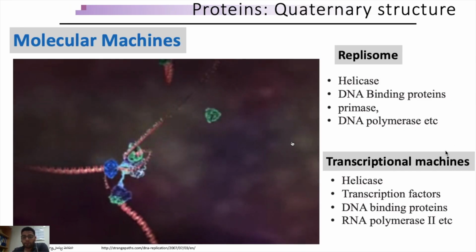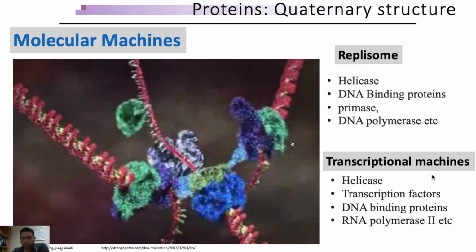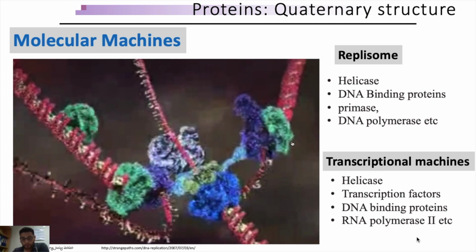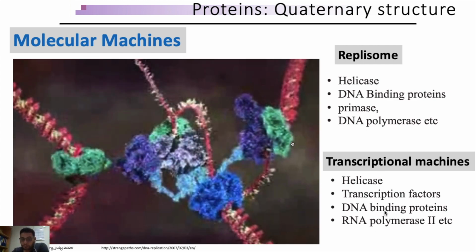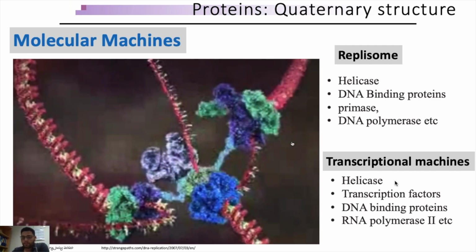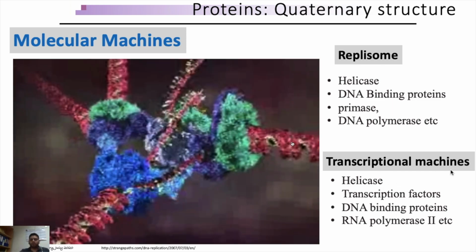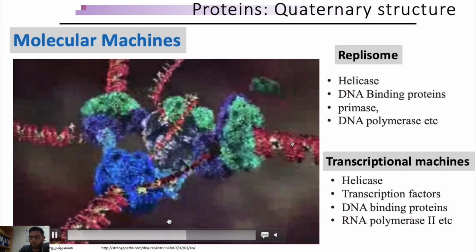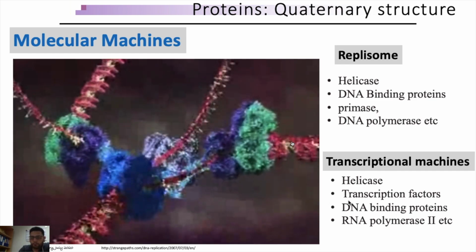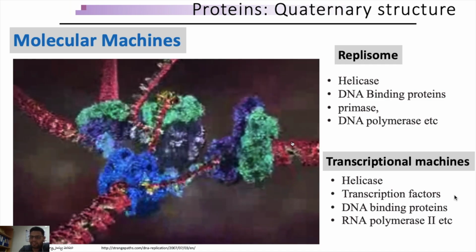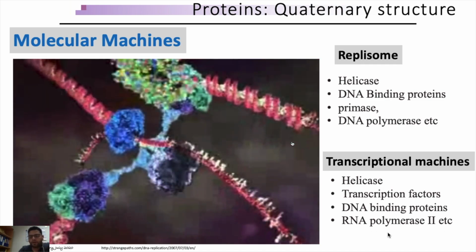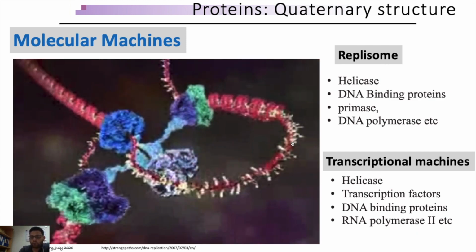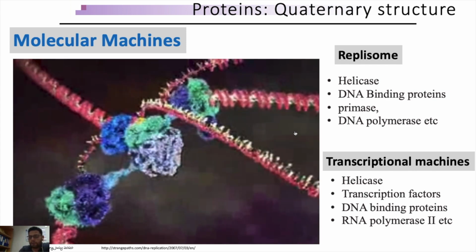Similarly, the transcription machinery is there to perform one function, that is transcription, and it contains helicase, transcription factors, DNA binding proteins, and RNA polymerase II. Transcription factors and DNA binding proteins precisely place helicase onto the gene promoter, the place from where the transcription has to start, and then helicase performs its usual function, that is unwinding of the DNA, making two single stranded copies of the DNA, and then RNA polymerase moves along the single strand to give rise to mRNA, which later on is going to be translated into mature protein.